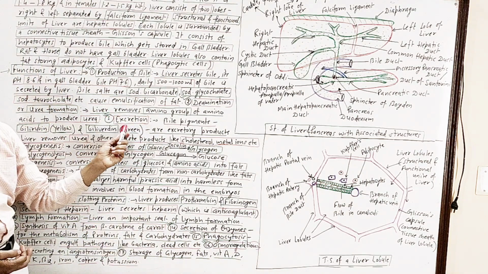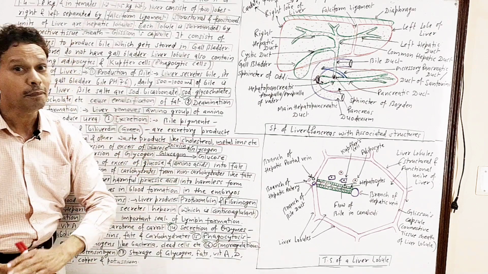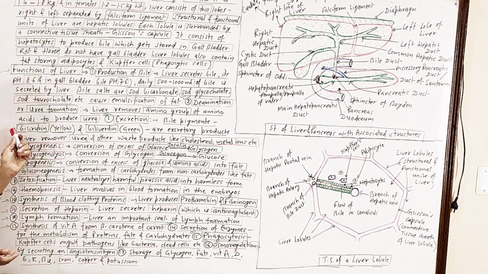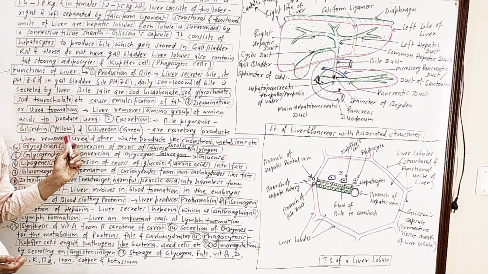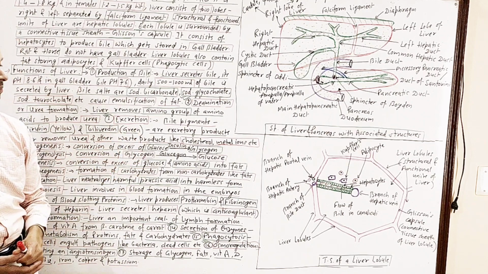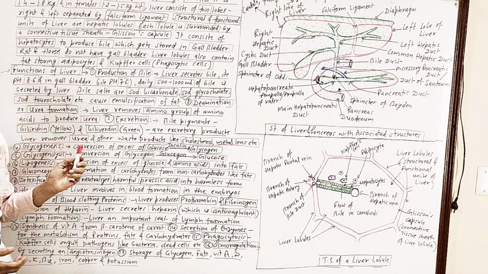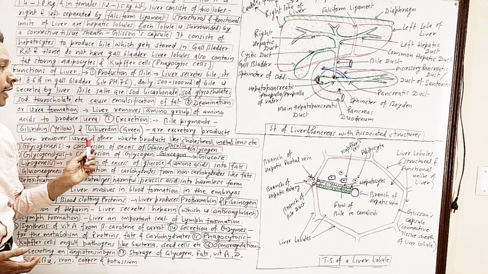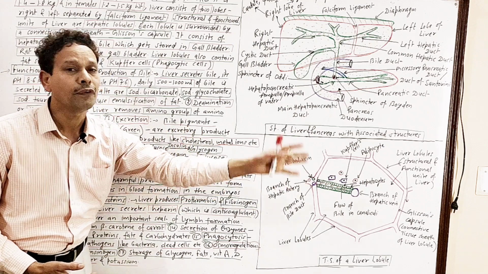Next point is excretion. The bile pigments. Note down two very important ones: bilirubin, which is yellowish in color, and biliverdin, which is green in color. These are excretory products. As well as that, liver also removes urea and some other waste products like cholesterol through fecal matter.